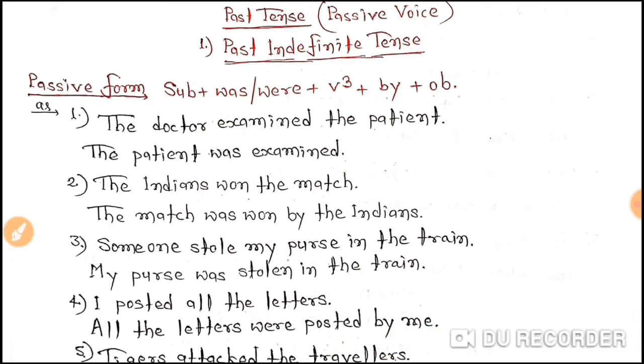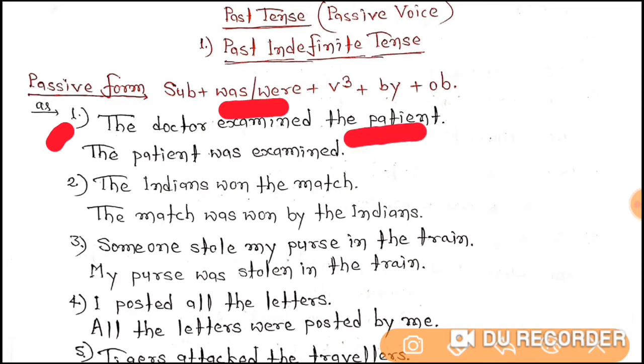So let's understand the first one. The doctor examined the patient. You can see the doctor is the subject and examined is the second form. Examined whom? So your object is the patient. The patient has become the subject of the passive voice, and the patient is singular, that's why I have added was. And then V3, what you have to use, that is examined. Clear, students?